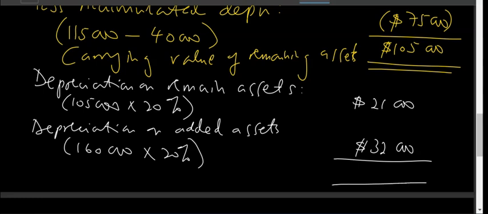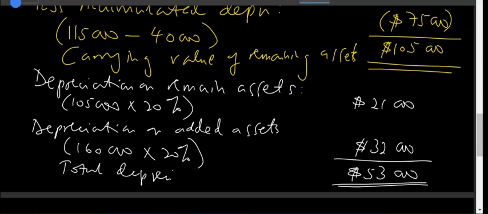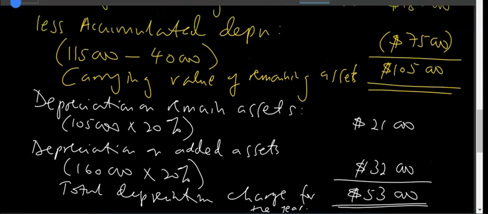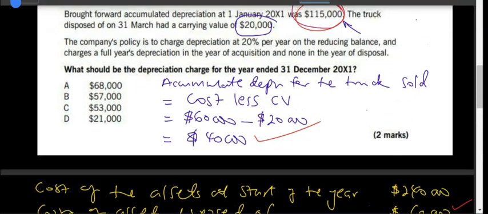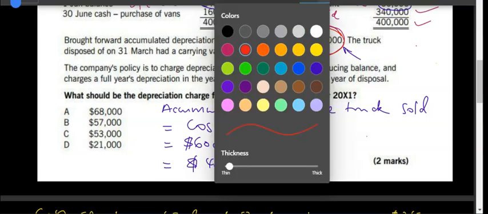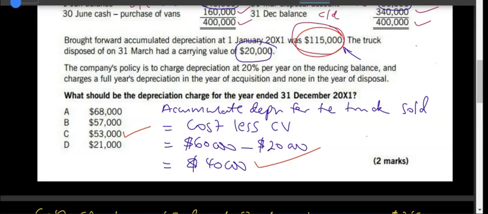If we add these two figures, we get 53,000, and this is the total depreciation charge for the year. According to our question, it means that our answer there is C.